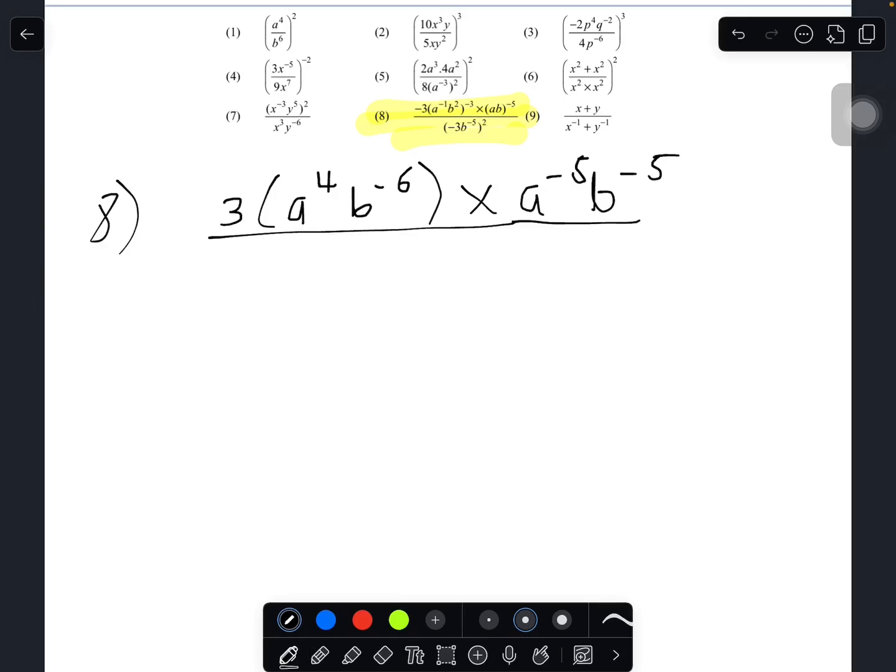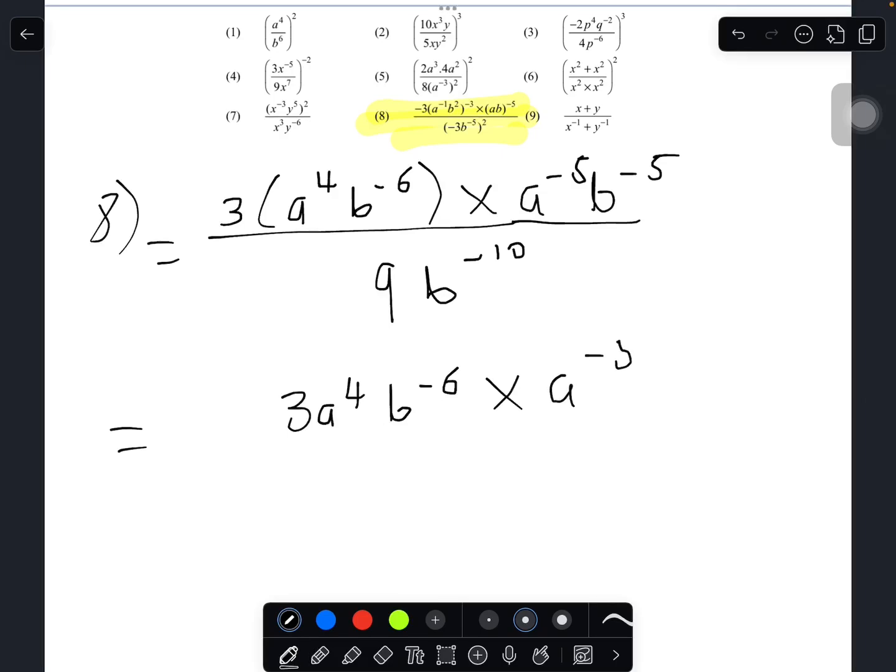So we're going to look at our bottom now. It is better to work with this in sections. Don't work with everything at one time. So I worked with the first section, then I got to my multiplication, I worked to the second section, and now I'm going to the bottom and I'm going to work with that section. So negative 3 squared is going to be 9, and then I'm going to have b to the negative 5 times 2, which is negative 10. This will then equal 3a to the power 4 times b to the minus 6 times a to the minus 5 times b to the minus 5 over 9b to the minus 10.